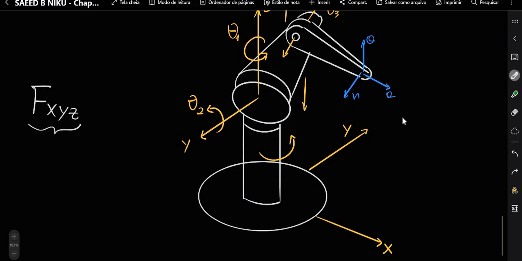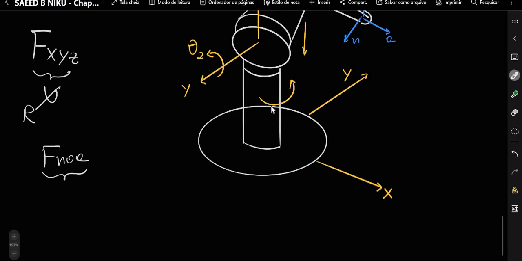So we write transformation equations because we got two different systems: the reference system, and we got this other one, FNOA. This one we call the universe reference frame, and we can say that is R, and this one we call the hand of the robot, which is the end effector.